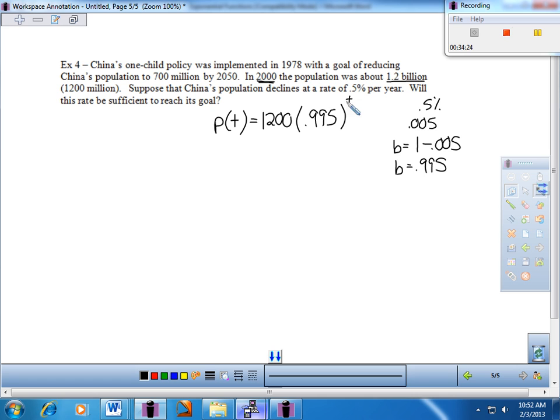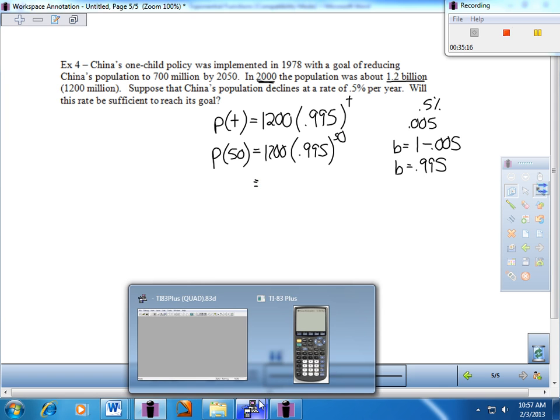We could do it output to input or input to output. I think obviously input to output is quicker. So what do you say we find the population after 50 years of doing this, and does it hit that 700 million? I don't know. Let's find out. So 1200 times 0.995, and let's see if that goes into effect for 50 years, declining at that rate, and let's see, do we get to 700 million by that time?